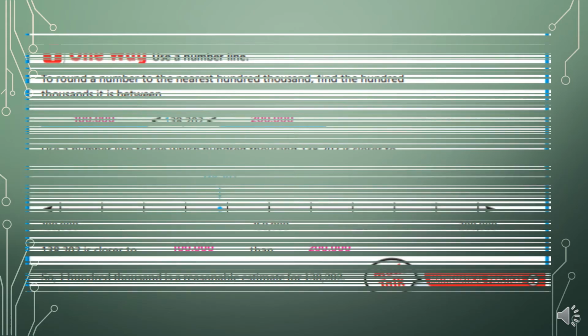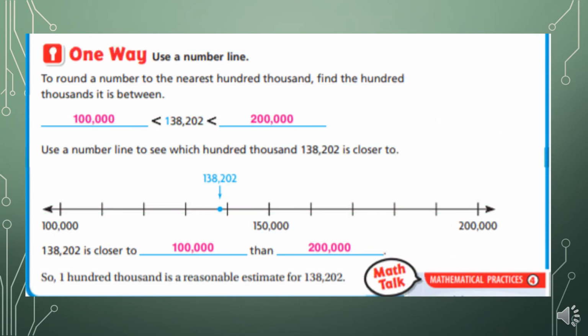Now we will try with the big numbers. In this slide, you can see a number line which has 100,000 and 200,000. But if you notice, in the middle, 150,000 is written. That is called the halfway point of the number line, which means that is the middle or the center. And 138,202 is before the halfway. So that means 138,202 is closer to 100,000 than 200,000.